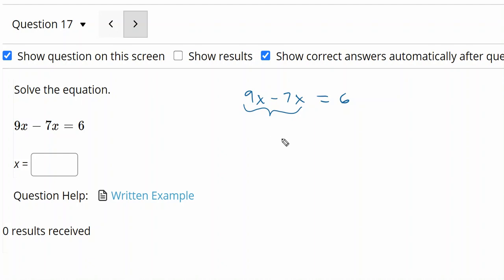So 9 minus 7 is 2, and don't forget, it's 2x, and that's still equal to 6. You've done this in the last lesson. Right now I'm multiplying by x, so the opposite of that, I need to divide both sides by 2. So x is equal to 3.